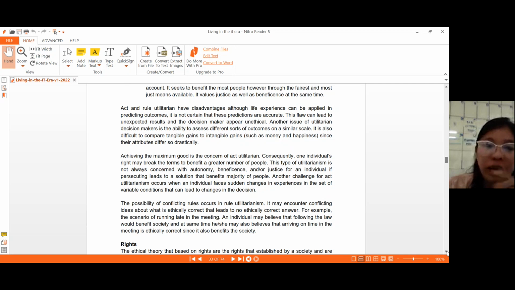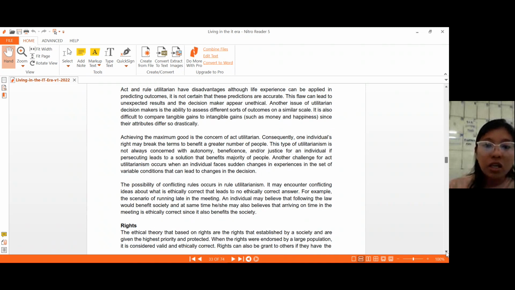So kahit mag-persecute ka na, kahit pumatay ka na, kung ang result naman yun ay pagligtas sa mas maraming tao, sa majority of people, mas makikinabang yung mga mas marami, ay mas maganda yun, mas okay yun. Yun ang sinusunod ng act utilitarianism. Okay? So another challenge for act utilitarianism is when an individual faces sudden changes in experience in the set of conditions that can lead to changes in the decision.